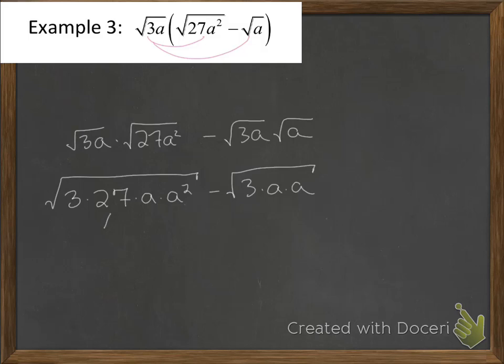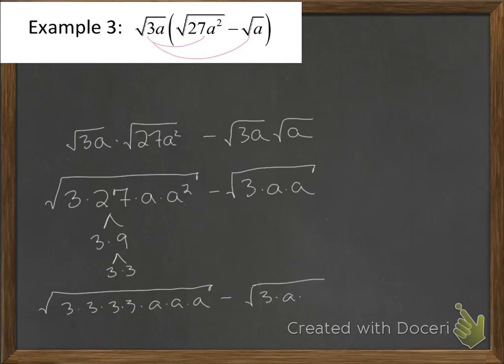All right, let's do some factorization here. So we have 27 is 3 times 9, which is 3 times 3. Okay? So 3 times 3 times 3 times 3. Let's write out our a's. A times a times a. Okay, then we have the square root of 3 times a times a.